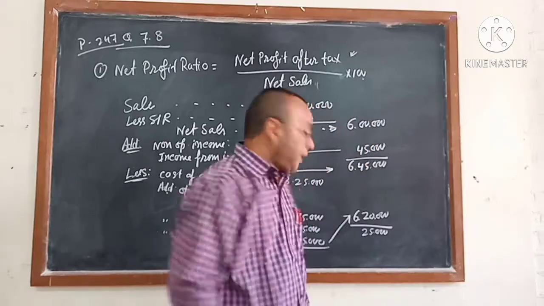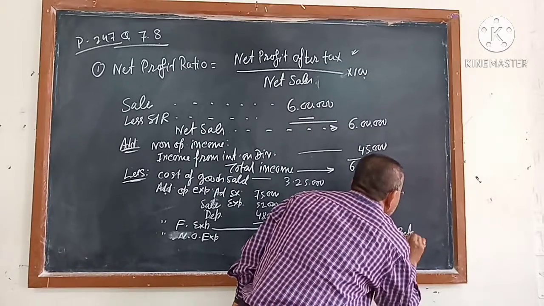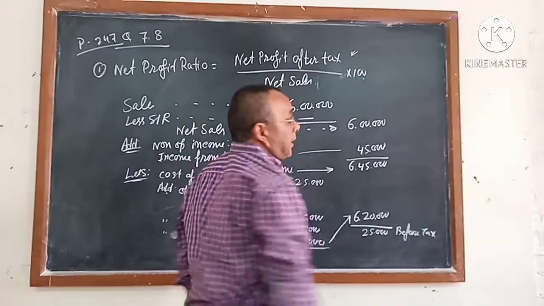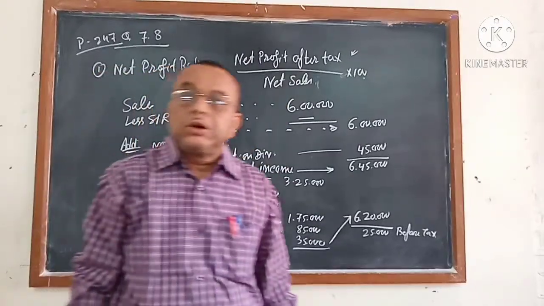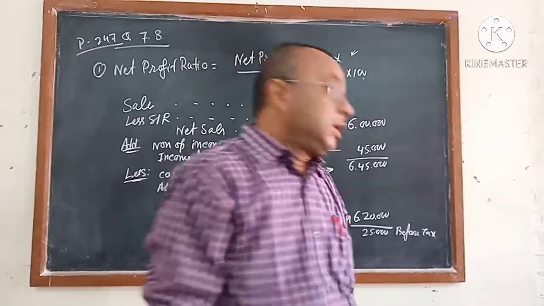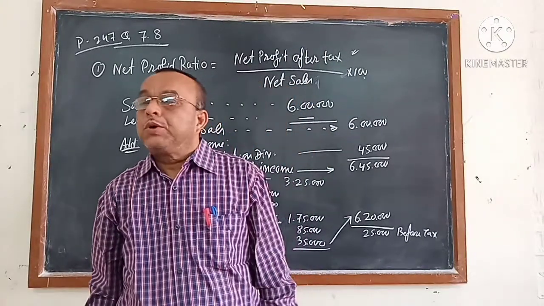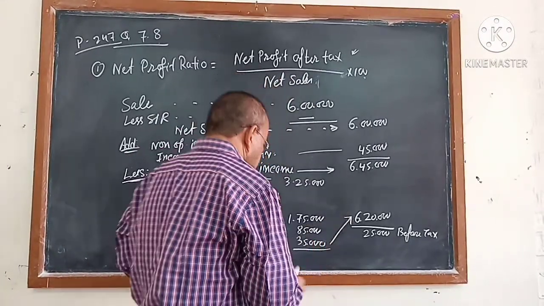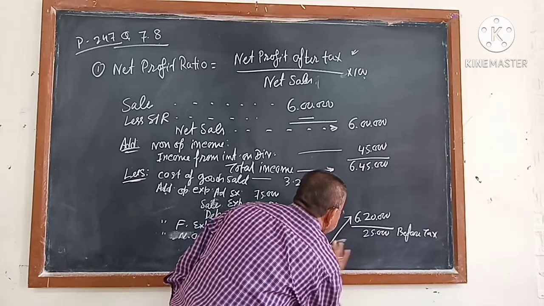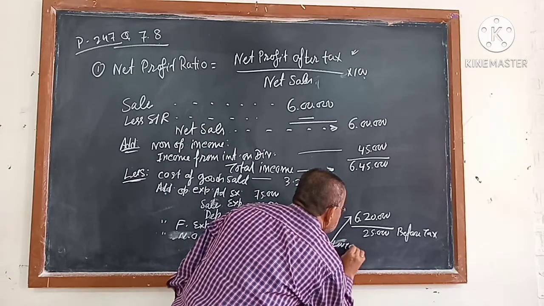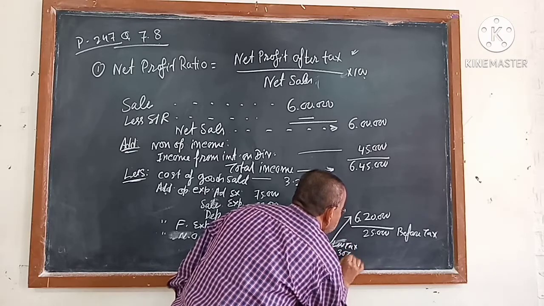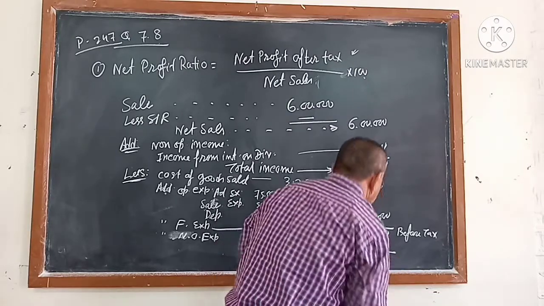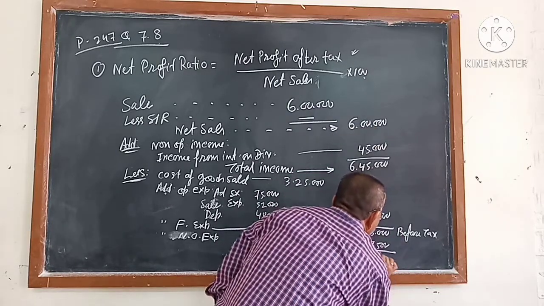This profit is before tax. Before tax. But question is given net profit after tax. So we have to find out the profit which is after tax and the profit which you got, that is before tax. Now we will have to deduct the tax. Tax it is given 30%. So less tax 30%. 30% means 7,500. 7,500 if you deduct, you will get 17,500.